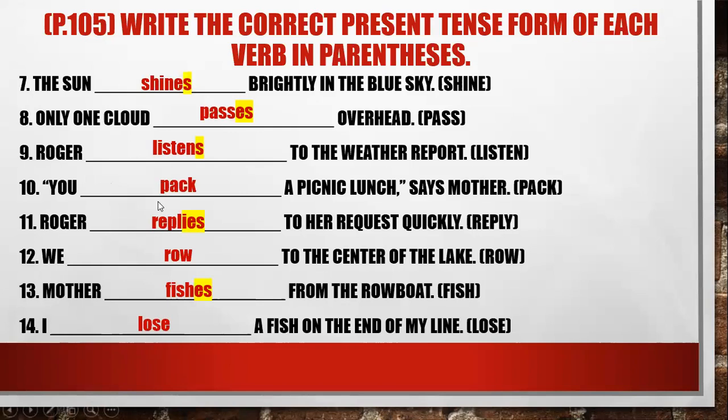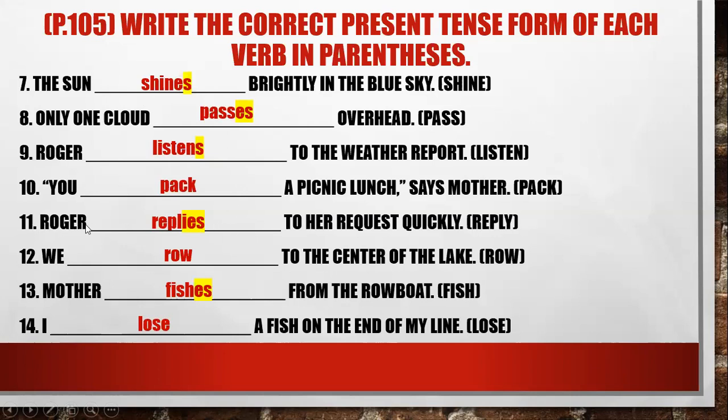So let's review. For number 7, shine, shines, we applied rule number 1, where we just add an S to the verb. Okay? Because the subject is singular, we add an S to the verb, the sun shines. For number 8, we applied rule number 2 because the verb ends with an S. And when you have a singular subject and the verb ends with S, we apply rule number 2 that states that we add ES to form the present tense. For number 9, listens, we applied rule number 1.